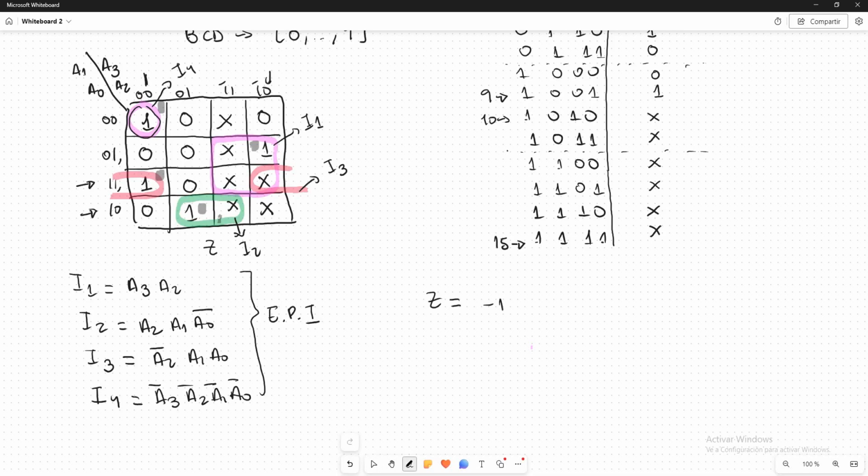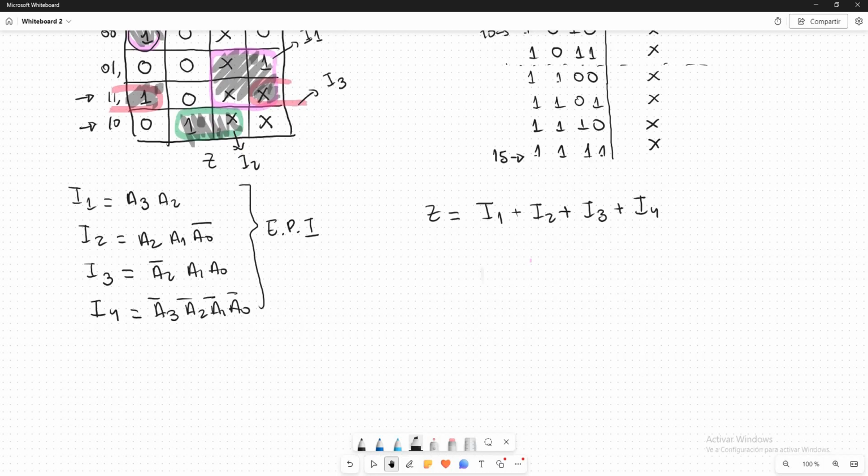So implicant 1 plus implicant 2 plus implicant 3 plus implicant 4. We know that we are covering all the function with implicant 1 these ones, with implicant 2 these ones, with implicant 3 these ones, and with implicant 4 these ones. Since all of them are essential prime implicants, we only have an irredundant sum, that is the minimal sum. So, have we finished? No, because we have to build the logic circuit.